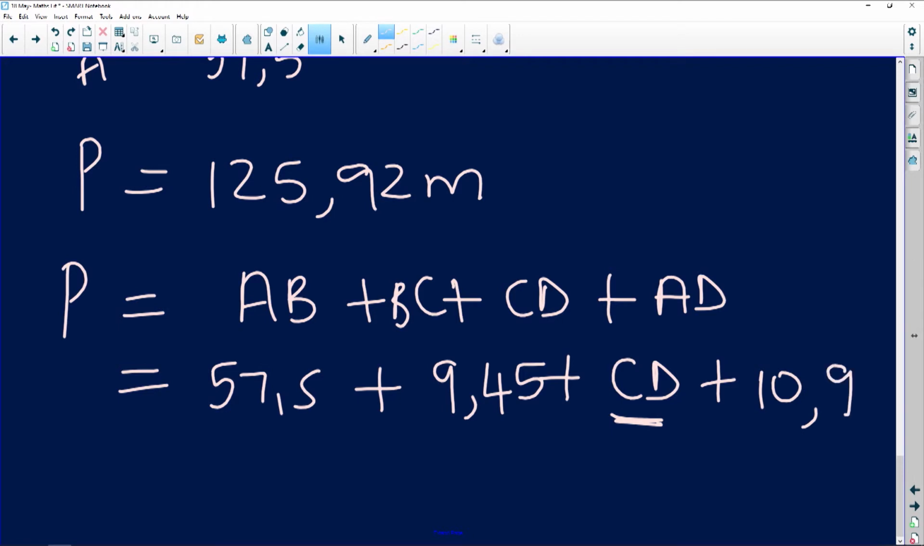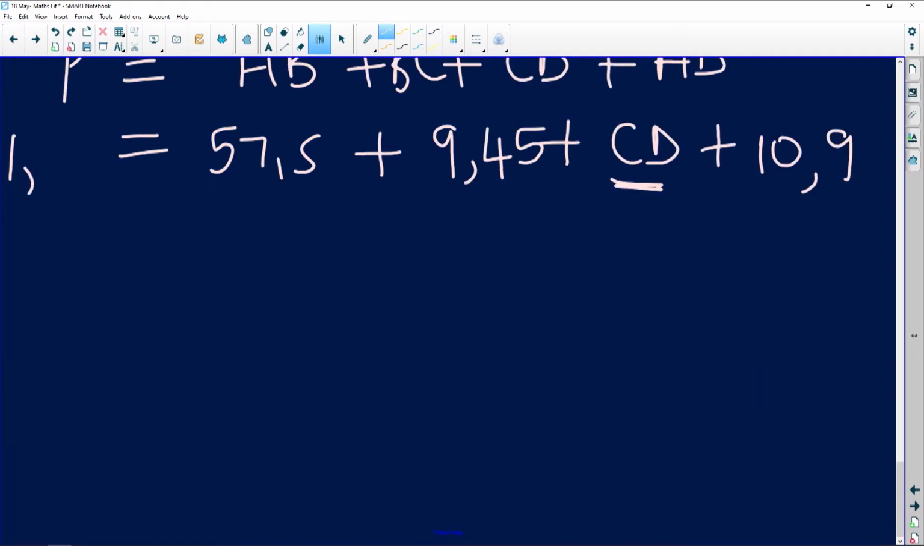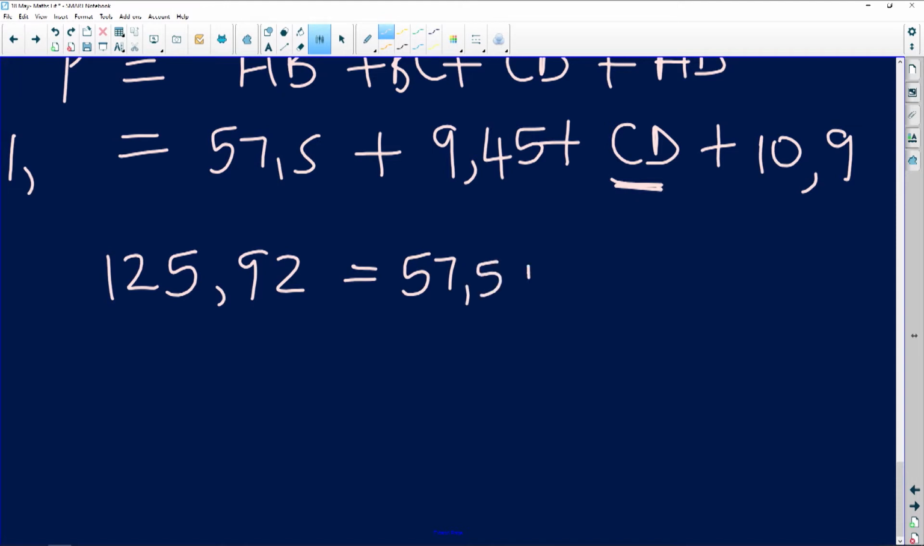So how am I going to be solving this? I'm told that my perimeter is 125.92 meters. Let me just go down so that it's not cut. Just going to rewrite all of that over there for you to see.